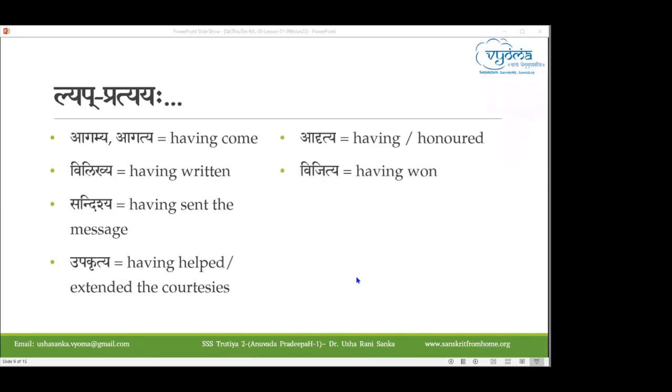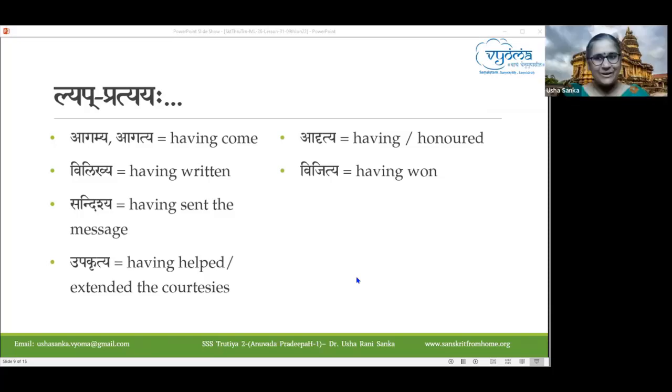Dhanyavad. Bhagini, I have one question. There's also a pratyaya called kyap. Will they have the same effect, kyap and lyap? No, not at all. It's totally different. And the activities also change a lot.